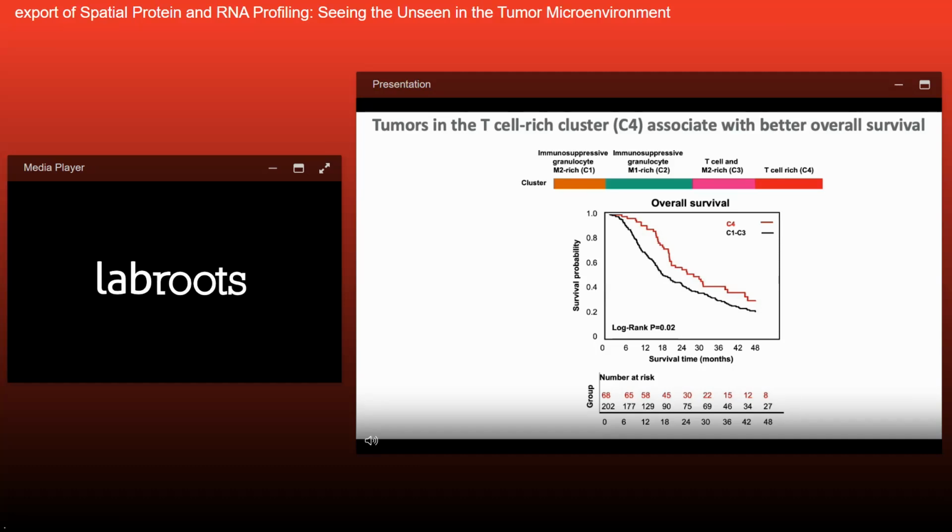One reason for these disparate findings may be that it's not the absolute level of individual immune cell populations that matters, but rather the relative abundance of different populations that may have opposing functions.